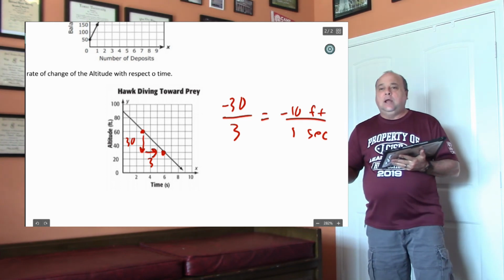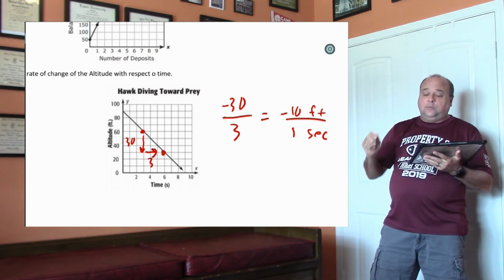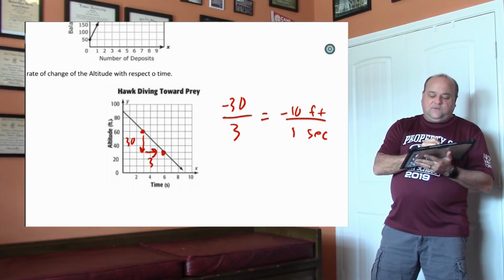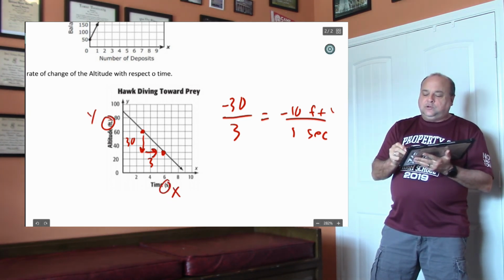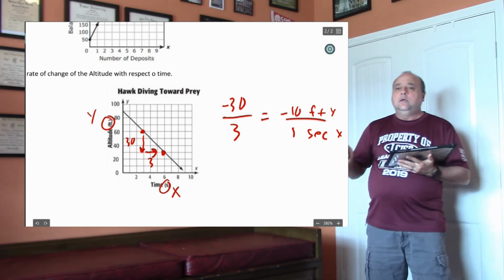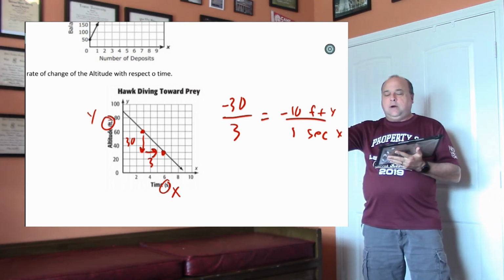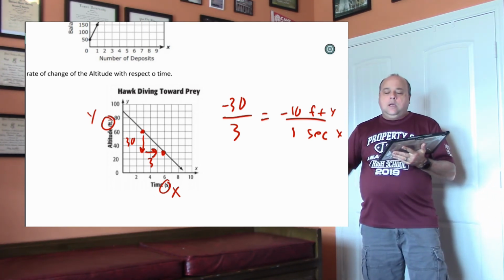Okay, so on a table like this, or on a graph like this, make sure you're putting your labels. Your y is your feet, and your x is your seconds, right? Those labels would go here and here, wouldn't they? So this table is going down 10, right 1, down 10, right 1.